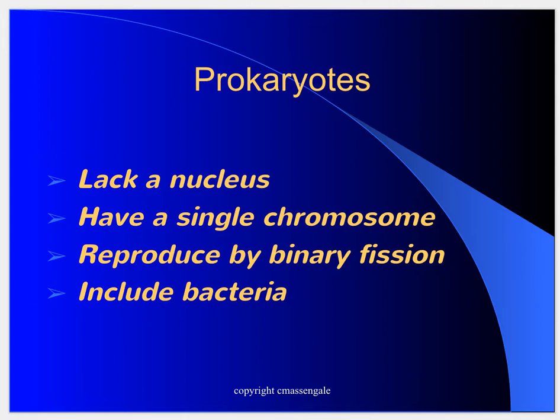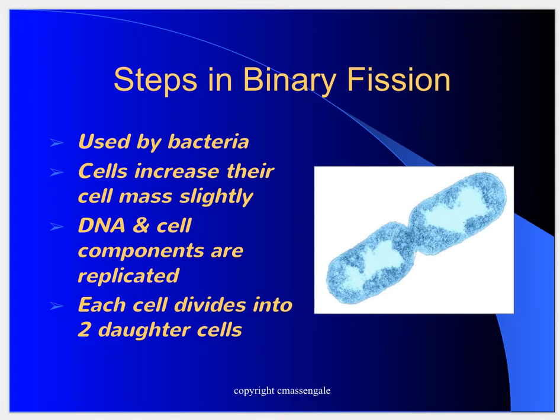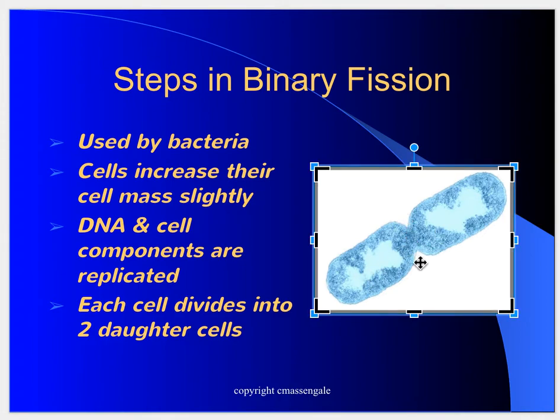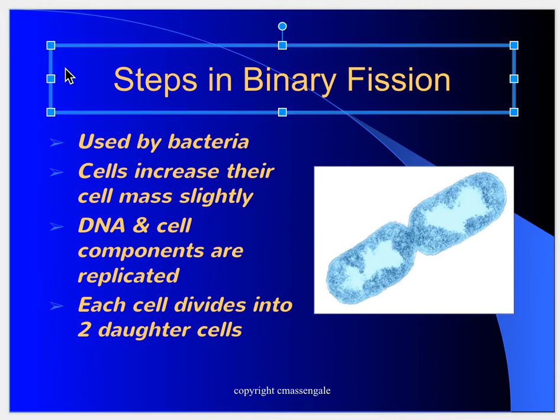The steps of binary fission are, first, the cell will increase the cell mass slightly, meaning the cell will get larger. And then the DNA and the cell components inside will replicate, meaning that they copy themselves. And then the cell will divide in half and break off, and you'll have two daughter cells here. So you'll end up with one on each side.